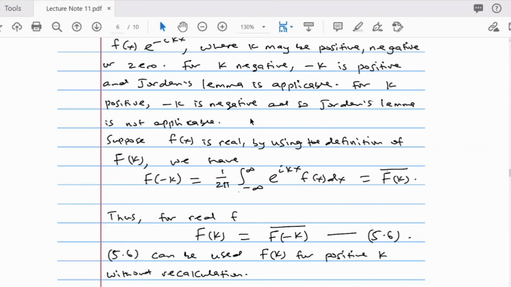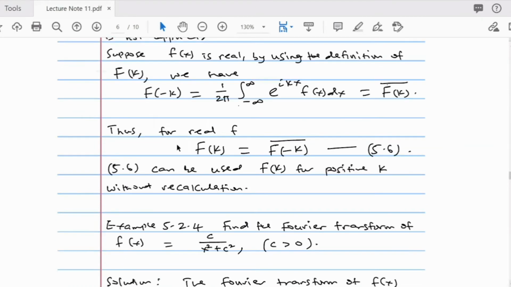Thus, we always have F(k) as the complex conjugate of F(-k). Note this. Please don't forget 5.6. I will continue to use 5.6 over a period of time, so don't forget it. We are going to use it to solve some problems. Whenever f(x) is a real function, always take F(k) as the complex conjugate of F(-k). This bar means the conjugate, because this is going to give you a complex number, so just take the conjugate of the complex number.